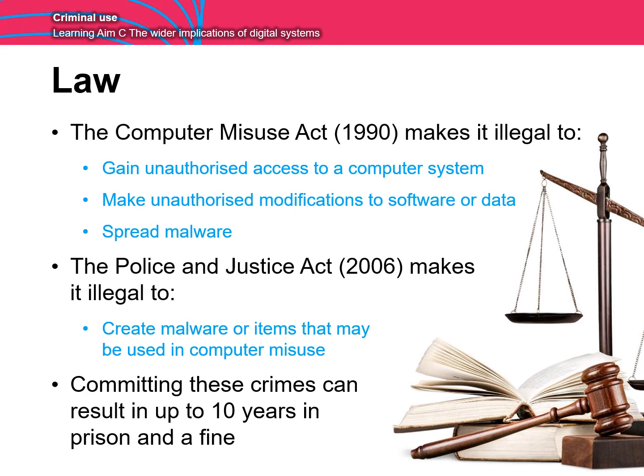The next law that you may have heard of is the Police and Justice Act. And this makes it illegal for you to create malware. So if you try to create malware and spread it, then the Police and Justice Act can prosecute you. Now, if you break any of these laws, you could face time in prison, up to 10 years. And you can also receive a large fine. This is the end of Learning Game C now.